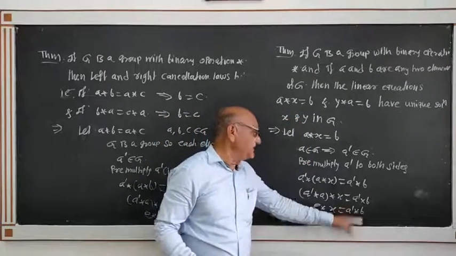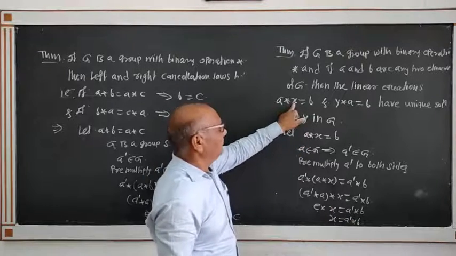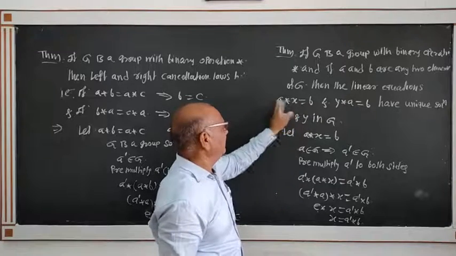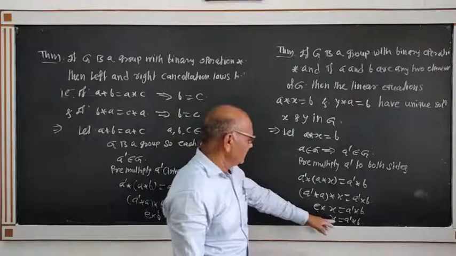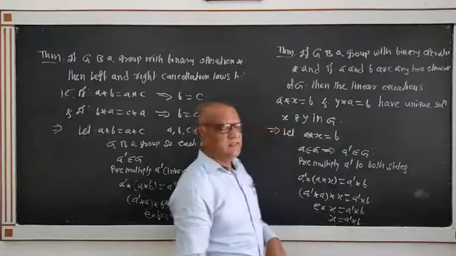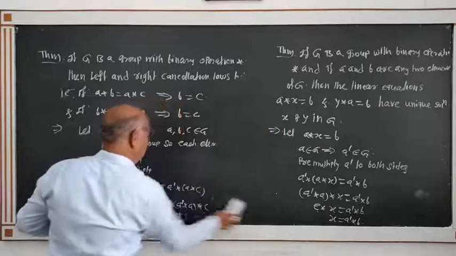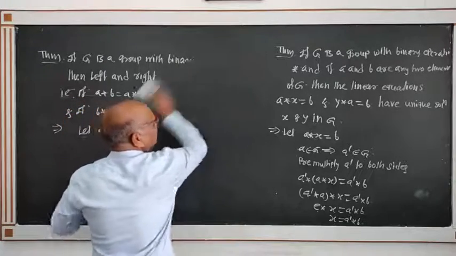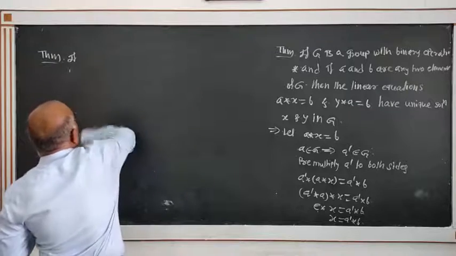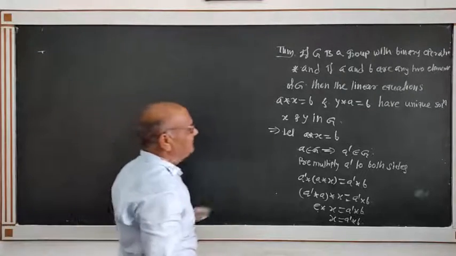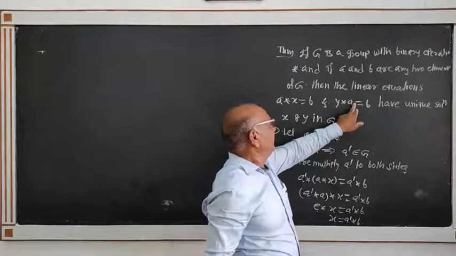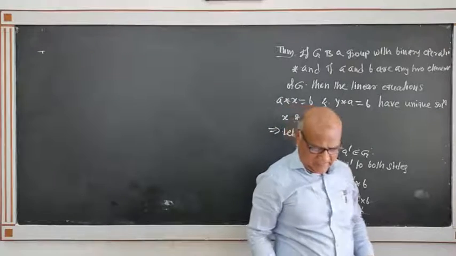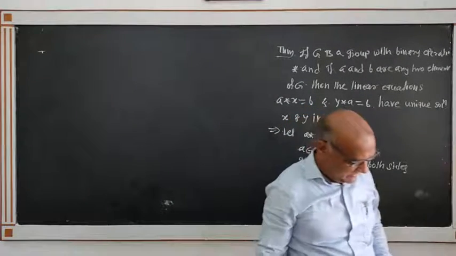X is equal to A dash B. If you put here the value of X, A dash B, then by solving we get B. That means X is equal to A dash B is a solution of this. Similarly, in the second equation, if you post multiply by A dash to both sides, we get Y is equal to B star A dash.